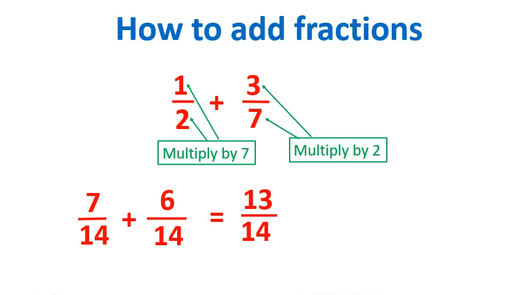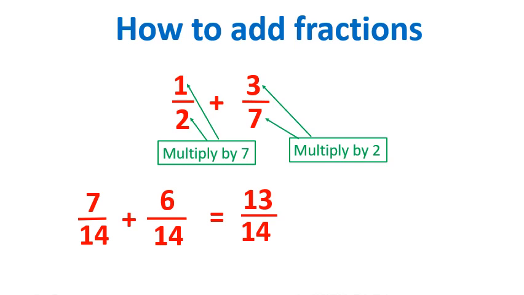Note that we leave the denominator as 14. We don't add 14 plus 14 to be 28. We just add the numerator straight across and we leave the denominator as it is. So 7 plus 6 is 13. And we leave the denominator as 14, so it's 13/14.